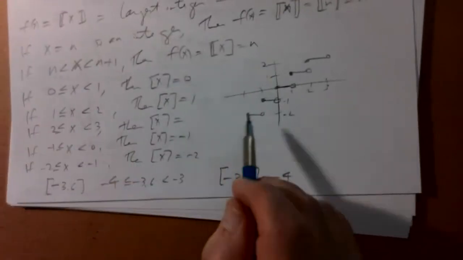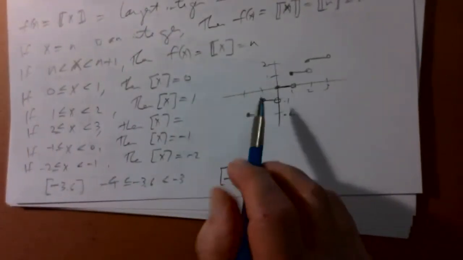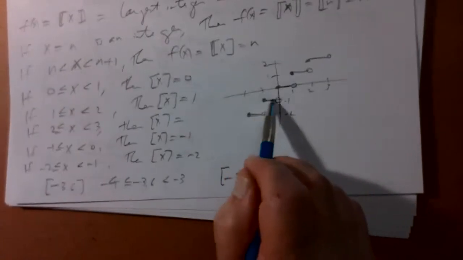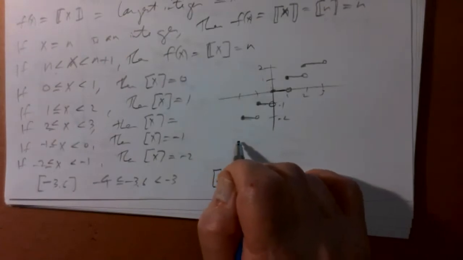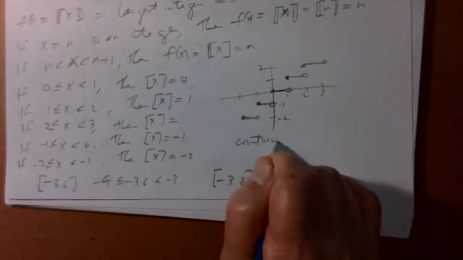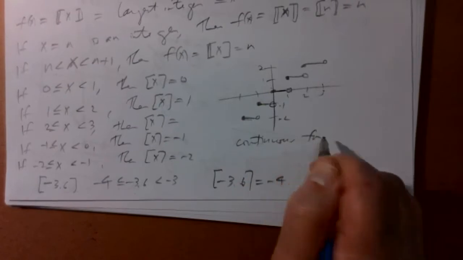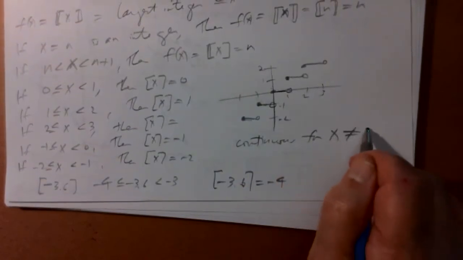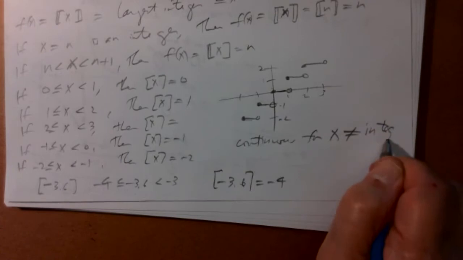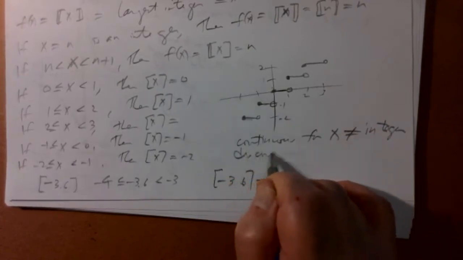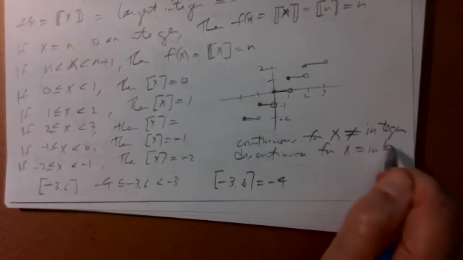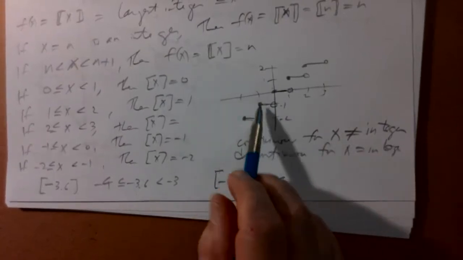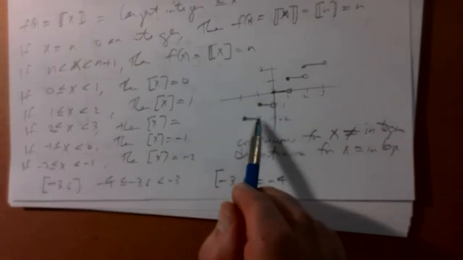So this function is sometimes called a step function because it steps up, steps up, steps up, steps up. This function is continuous for x not equal to an integer, and it's discontinuous whenever x is an integer. Because as you go from here to here, you have to jump. You have to take your pencil off the paper. It jumps up.